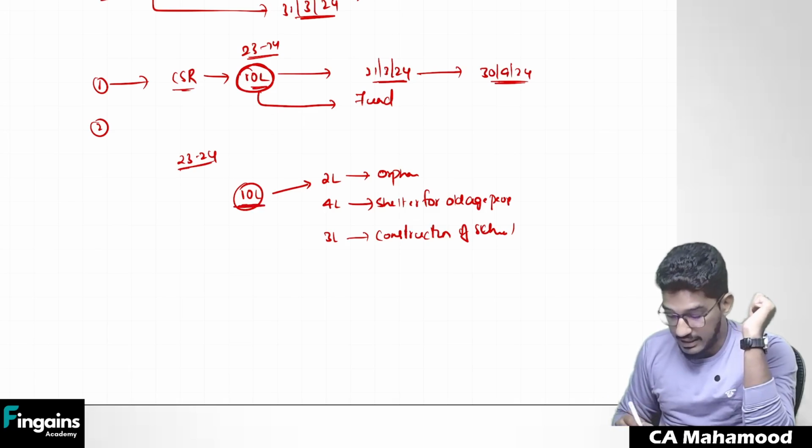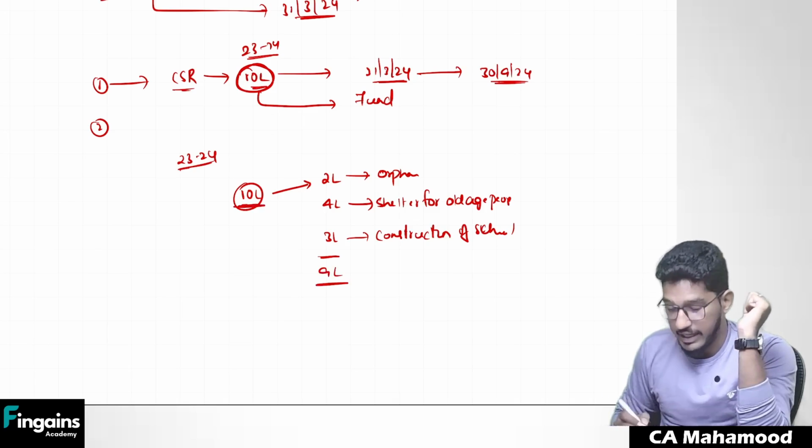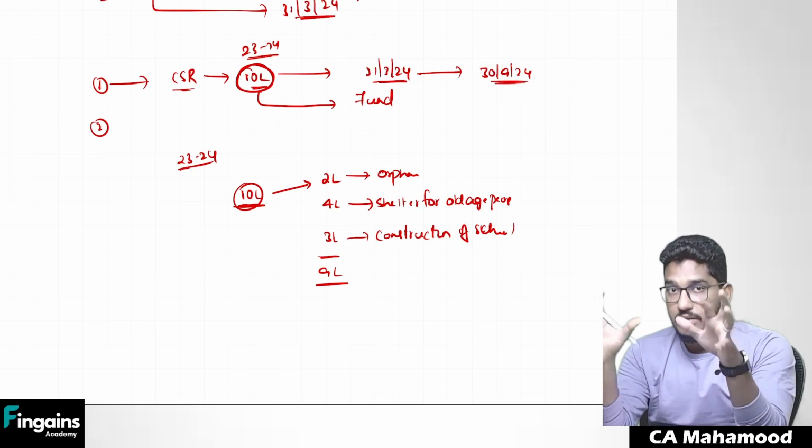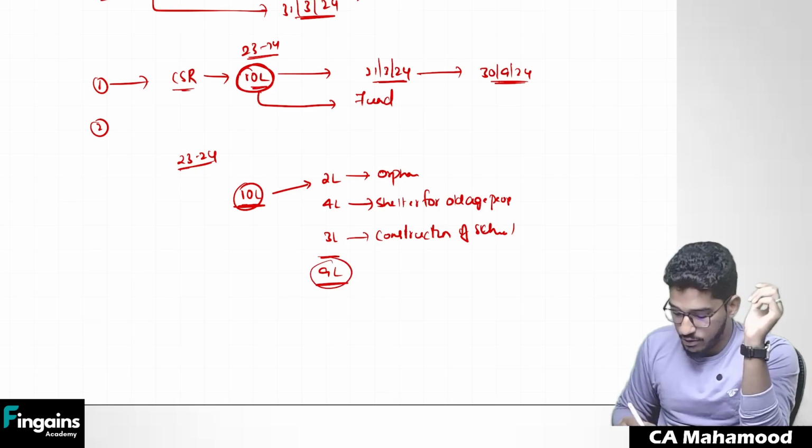How much do they have to spend? 10 lakh. They have projects ready for how much amount? 2 plus 4, 6, 6 plus 3, 9 lakhs. I'm not telling they have spent 9 lakhs. They have a project ready. They know what they want to do for 9 lakh rupees.